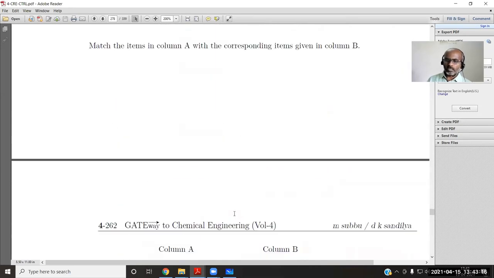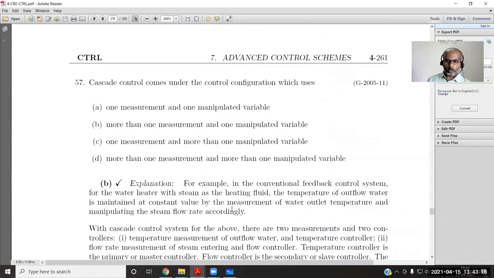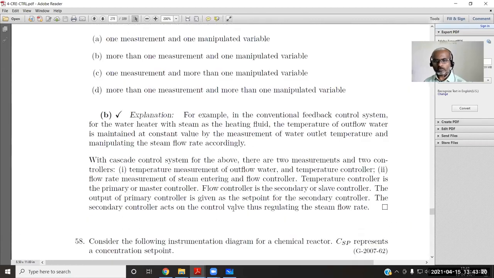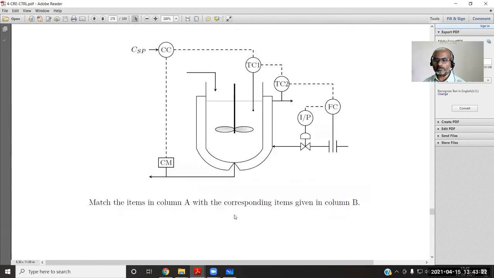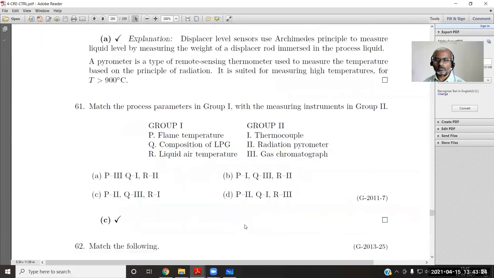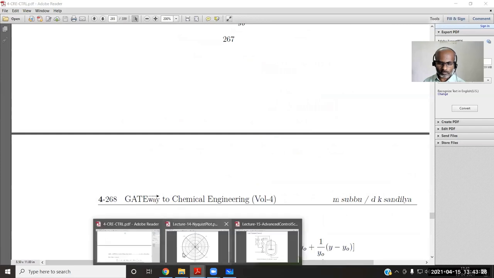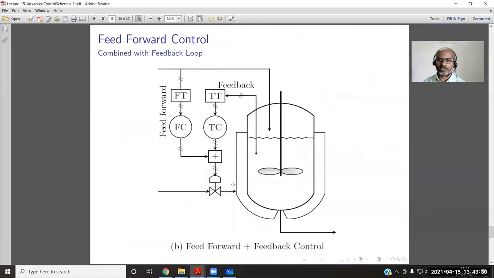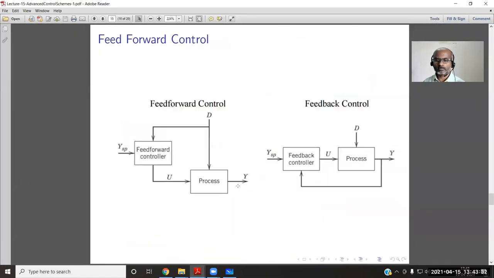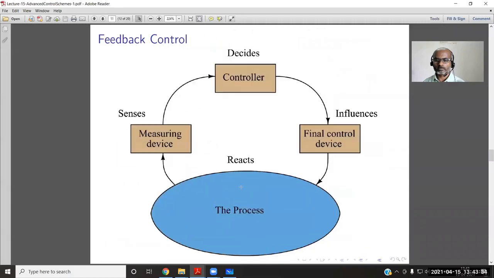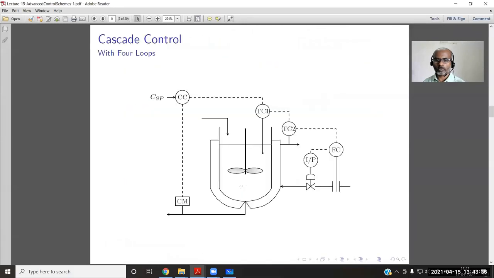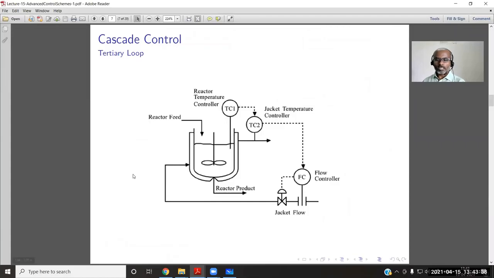Okay, shall we work out another problem like this? One minute, let me see. Let me look for some more questions. I have one such question here. One minute.